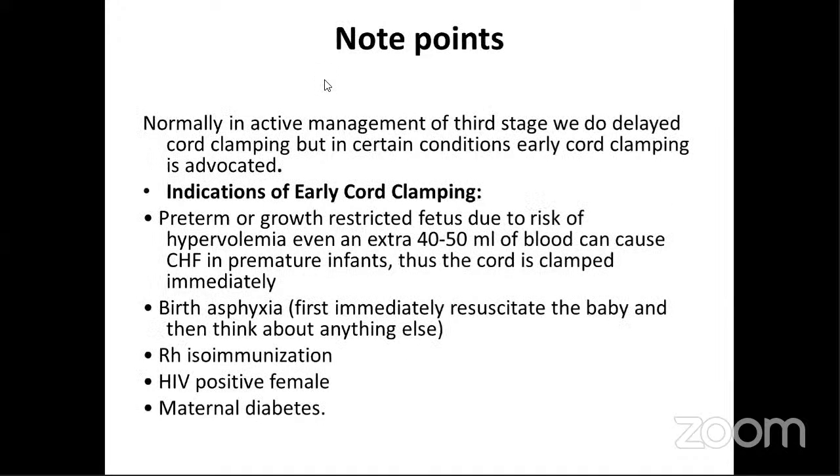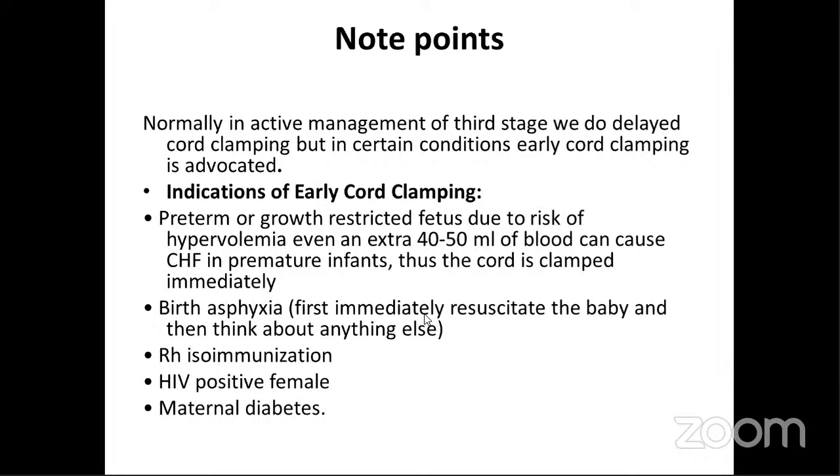Another point to remember: normally in active management we do delayed cord clamping, but in certain conditions we have to do early cord clamping, that is, immediately clamp the cord. Which are these conditions? One is preterm labor or a growth restricted fetus, due to risk of hypovolemia. Even an extra 40 to 50 ml of blood can cause congestive heart failure in premature infants. Thus the cord is clamped immediately.